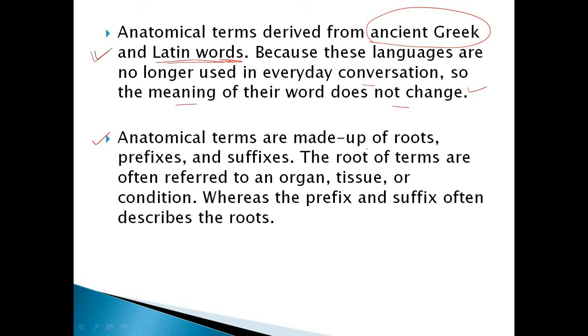And second, the anatomical terms are made up of roots. The meaning of the terminology comes from Greek words, and these words consist of roots, prefixes, and suffixes. The root of a term often refers to an organ, tissue, or condition, whereas the prefix and suffix describe the root. One word may consist of a root with a single prefix or suffix, or both, and the prefix and suffix modify the root of the word.